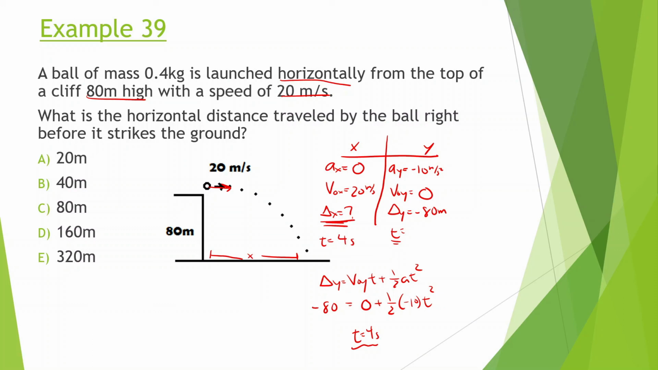And now let's figure out this displacement x, what we're looking for. Displacement x equals v initial x t plus 1/2 a t squared. And we have displacement is equal to v initial, which is 20, times t, which is 4, plus 1/2 a, which is 0, times 4 squared. So this all goes to 0. So then we have 80 meters.